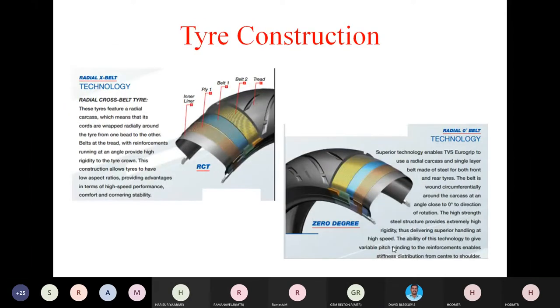This is a radial tire construction. The material used for construction is the same for both cross ply tires and radial tires. The thing is how the layers are placed with respect to other layers. Okay, here radial tires means the cords are wrapped radially around the tire from one bead to the other. In zero belt technology, they maintain 0 degrees between the layers. So both tube tires and tubeless tires, they are manufacturing in the categories of cross ply as well as radial tires.